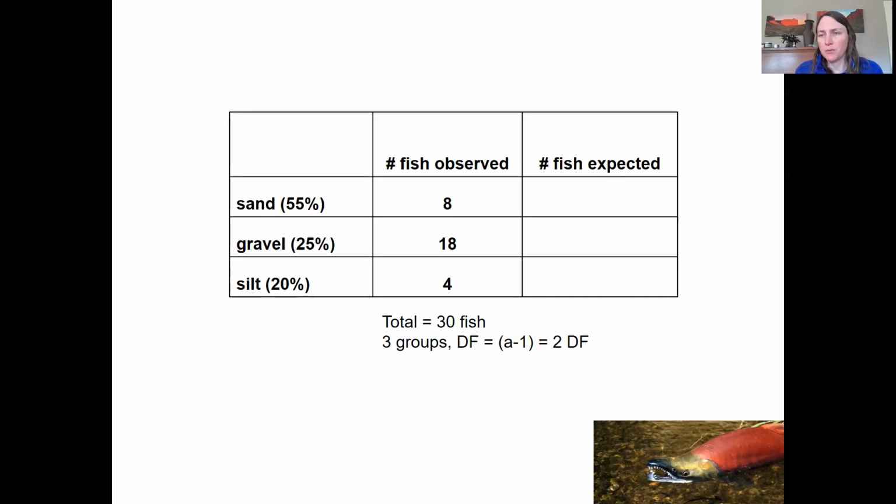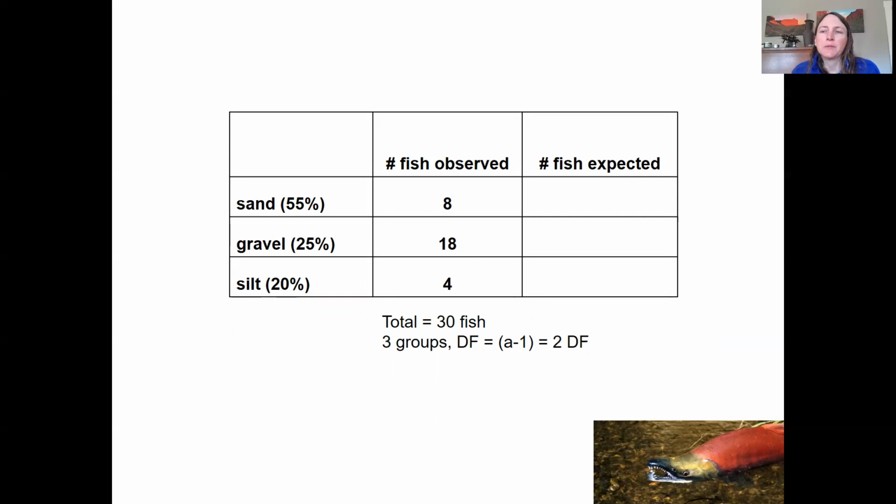And we have 3 different groups here: sand, gravel, and silt. Group number is usually represented by A. So our degrees of freedom are A minus 1. We have 3 groups, so our degrees of freedom would be 3 minus 1, which is 2 degrees of freedom.